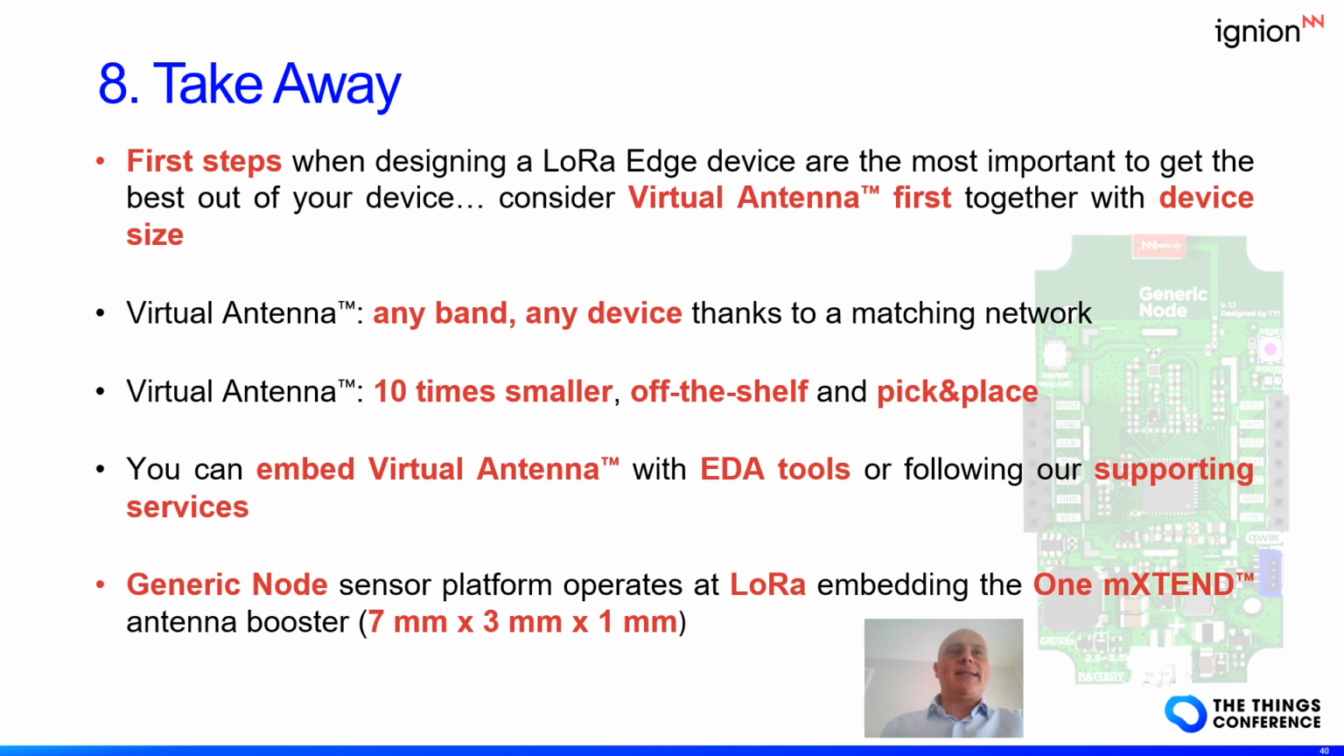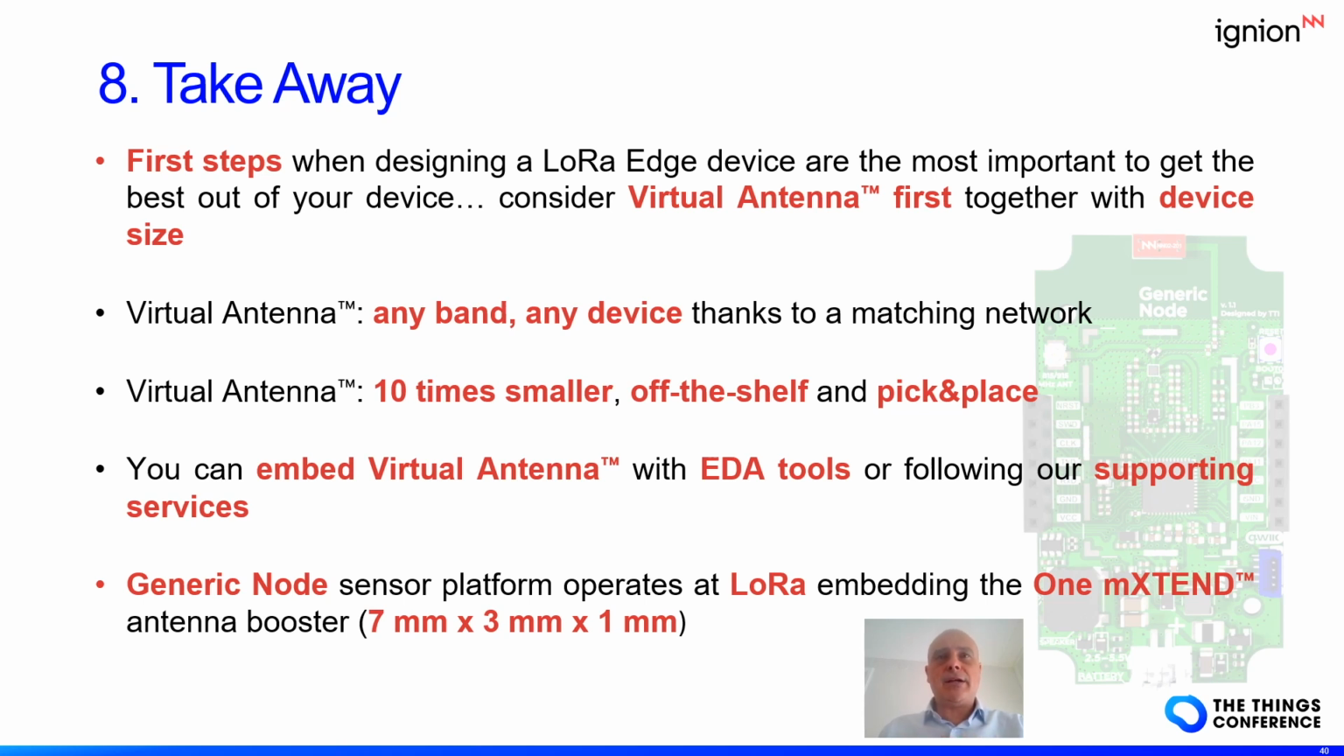So to sum up, when designing your IoT device, you should think about the antenna first in order to get the best range, the best efficiency, and the best battery life for your device. Virtual antenna products, as we saw, can operate for any frequency band, any protocol, for any form factor, thanks to a proper design of a matching network. Virtual antenna products are 10 times smaller, which is very suitable for embedding those components in a very small PCB size. They are off the shelf and pick and place.